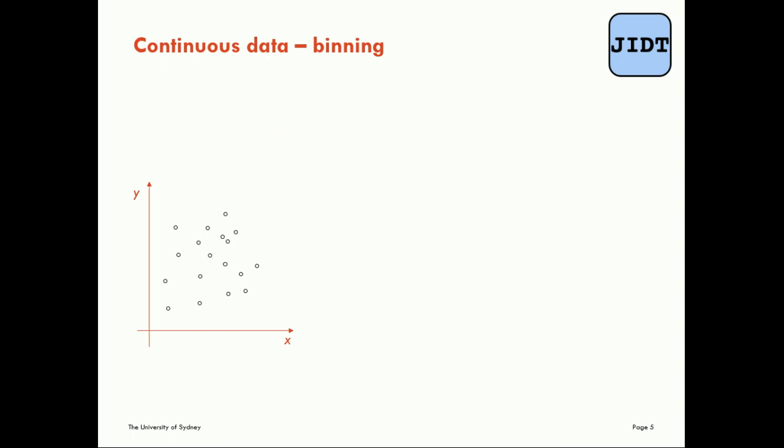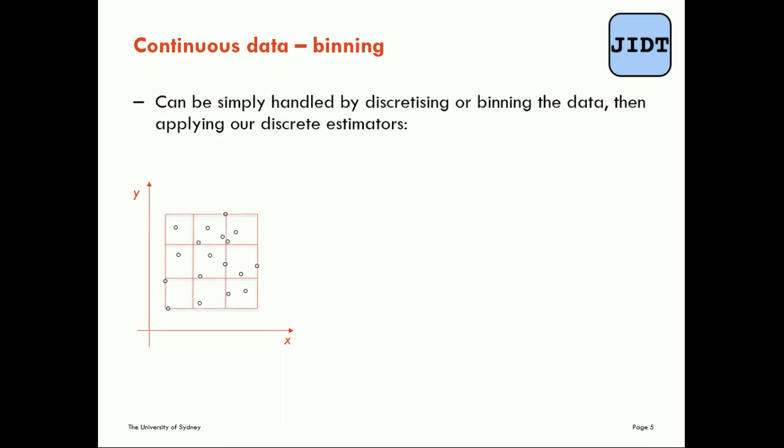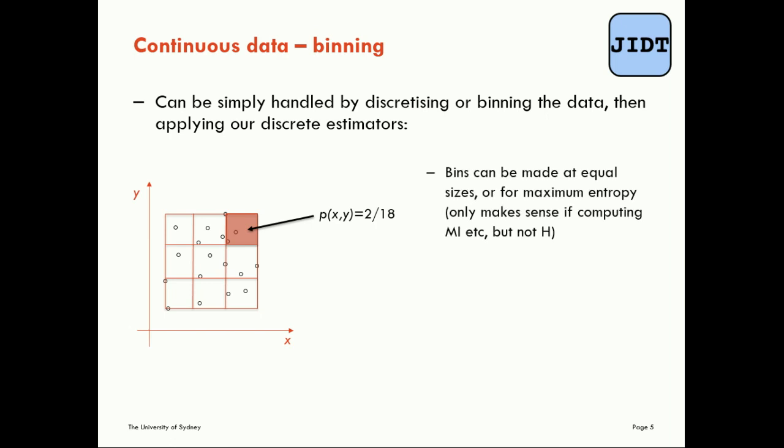Let's now think about continuous valued data. The easiest thing that we can do to handle continuous valued data is to bin the data and turn it into discrete data and then throw it into our discrete valued estimators. So this is what I'm showing on the slide right now. We can discretize the data by throwing down some fixed valued bins and then simply computing the probabilities from counts of how many points fall into each bin and then apply the discrete estimators.